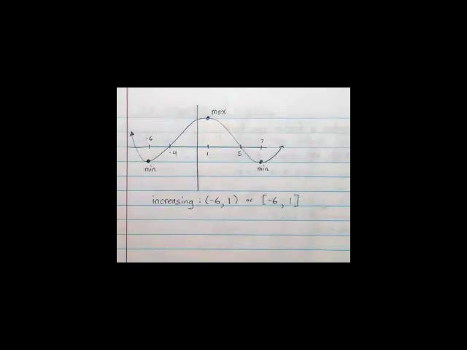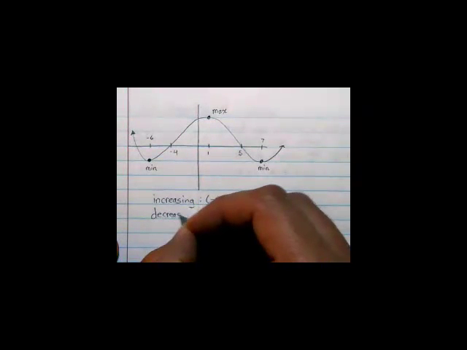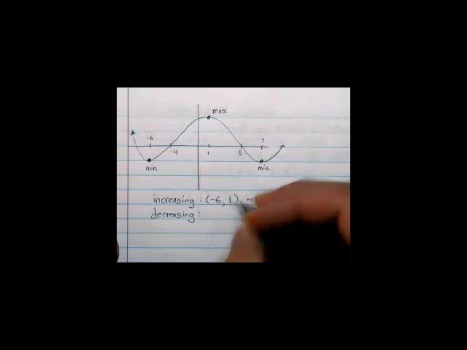So can somebody else give me another increasing/decreasing interval that you see in the picture there, from where to where? Decreases from 1 to 7. Okay, decreases from 1 to 7. And again, you could do it with the brackets if you wanted.